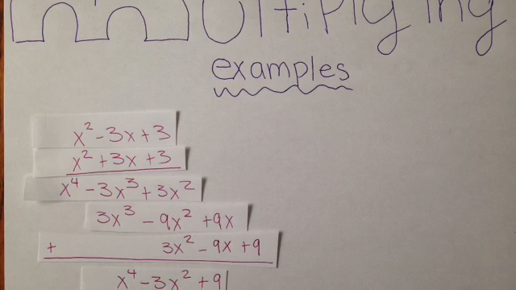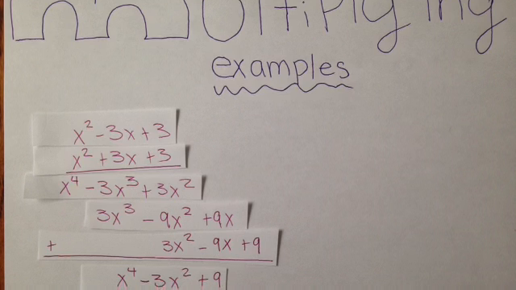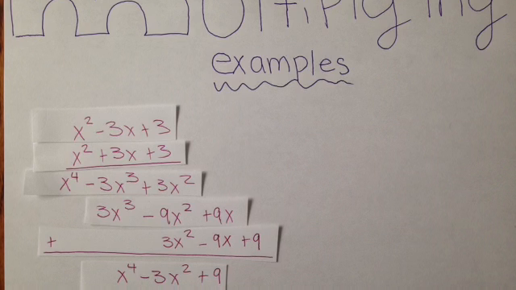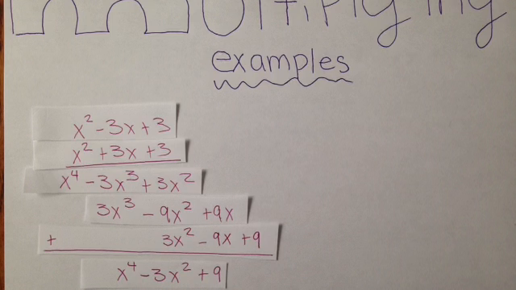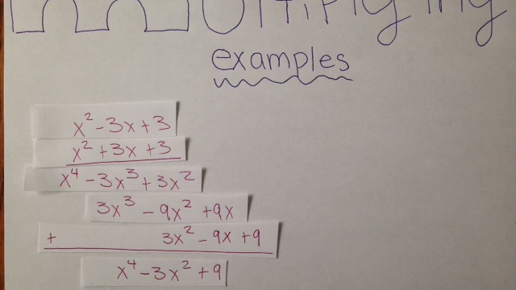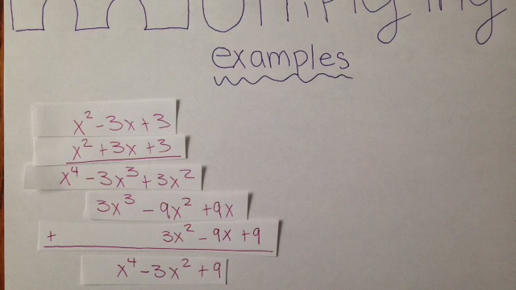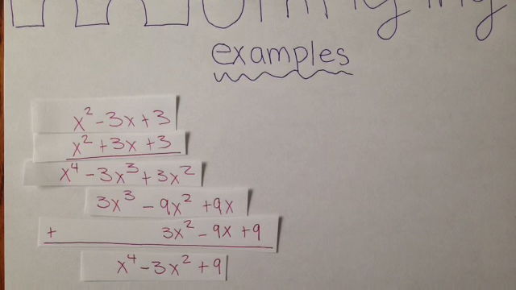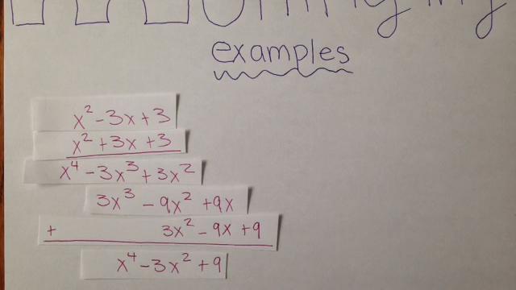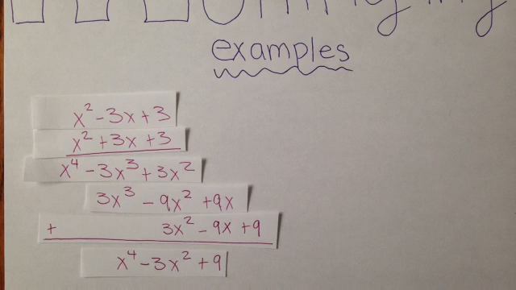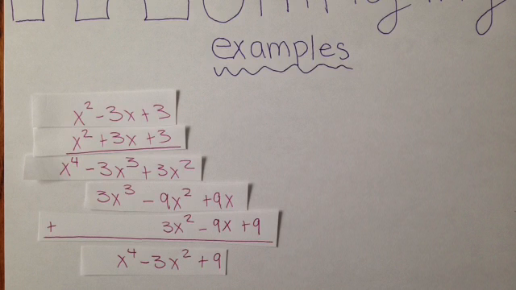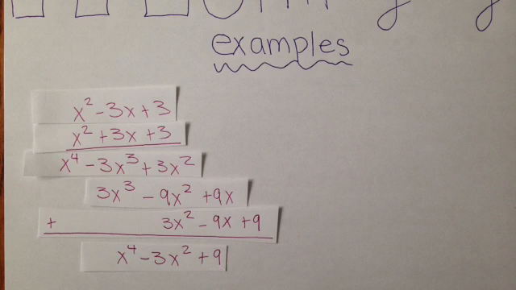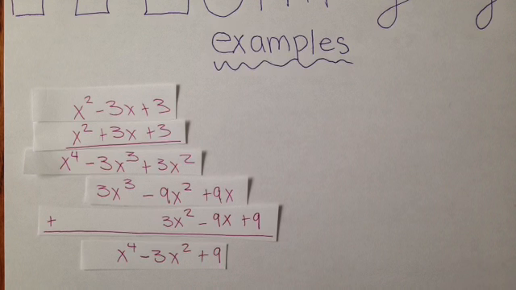While you're adding the x squares, there is a positive 3x squared, a negative 9x squared, and another positive 3x squared. When you add those together, you come up with a negative 3x squared as your answer for all the x squared terms. Then you have a positive 9x and a negative 9x. When you add those together, they cancel each other out, so there will be no 9x in your final answer.